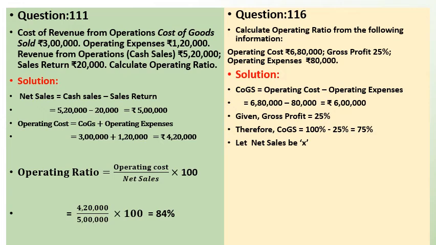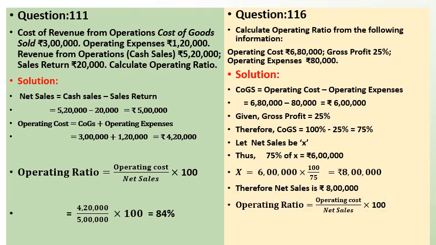So now I am assuming net sale as X. Thus 75% of X is cost of goods sold, which is given as 6 lakhs. By solving this we get X, that is the net sale, equal to 8 lakhs. Now operating ratio is equal to operating cost by net sale into 100, that comes to 6,80,000 by 8 lakhs into 100.